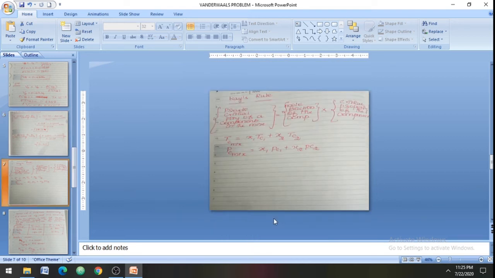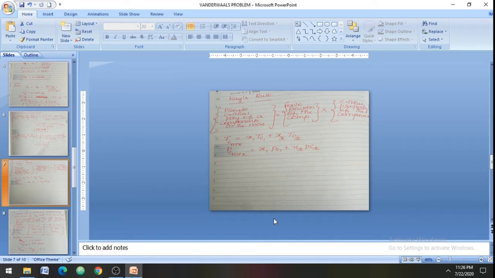Yeah, next title, Gauss rule. So state Gauss rule. According to Gauss rule, the pseudo-critical property of a component in the mixture is equal to the product of the mole fraction of the component and the critical property of the component.